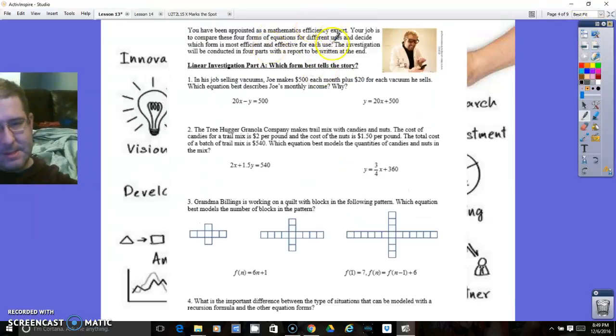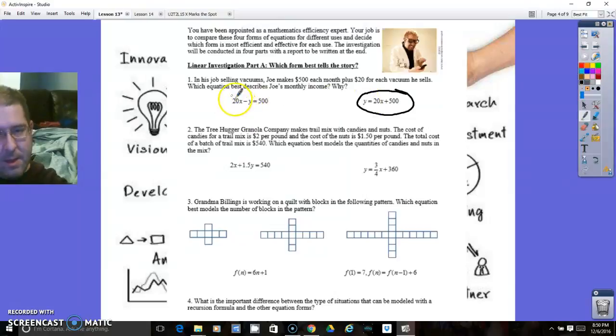What this lesson is about is determining which one is the most useful for which scenario. In this job, vacuums, Joe sells $500 each month and $20 for each vacuum he sells. Which of these two equations is easier to use for finding Joe's monthly income? Clearly, I think this one's going to be easier because I can put anything in for x and get my answer of y, and I'm done.